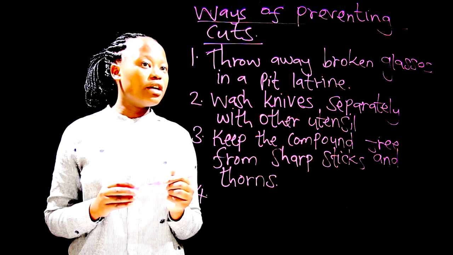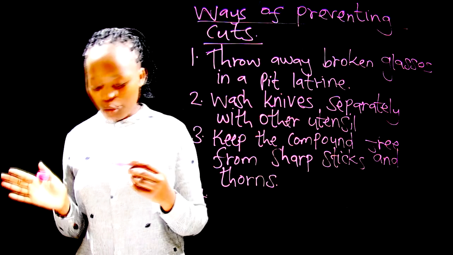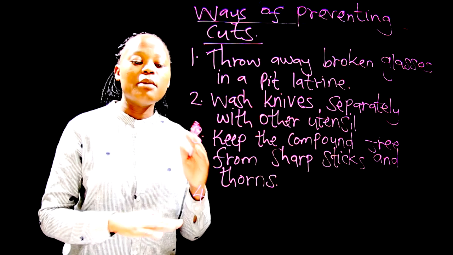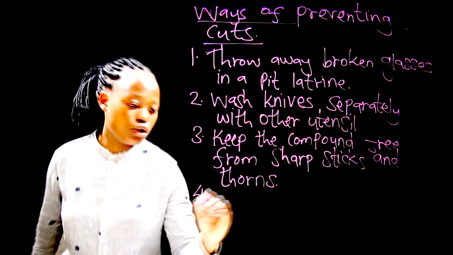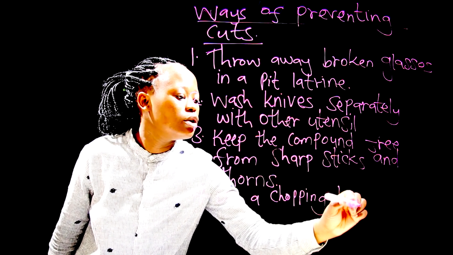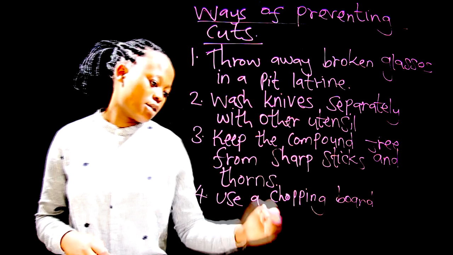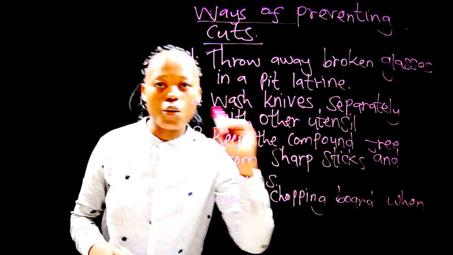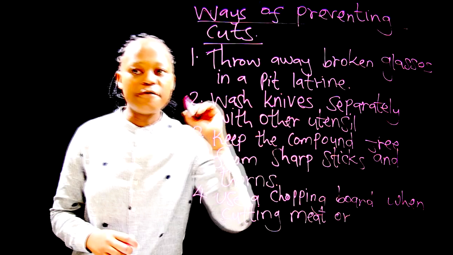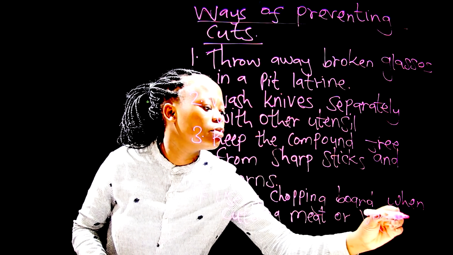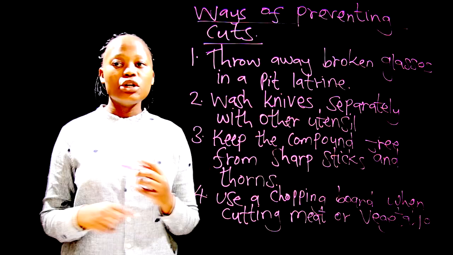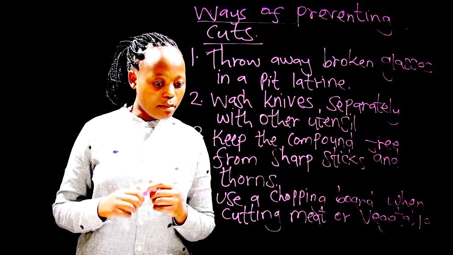Then number four, you can prevent yourself from cuts by using a chopping board to cut meat or vegetables. So when you want to cut sukuma wiki, onions, tomatoes, or any other item, make sure that you cut using a chopping board.